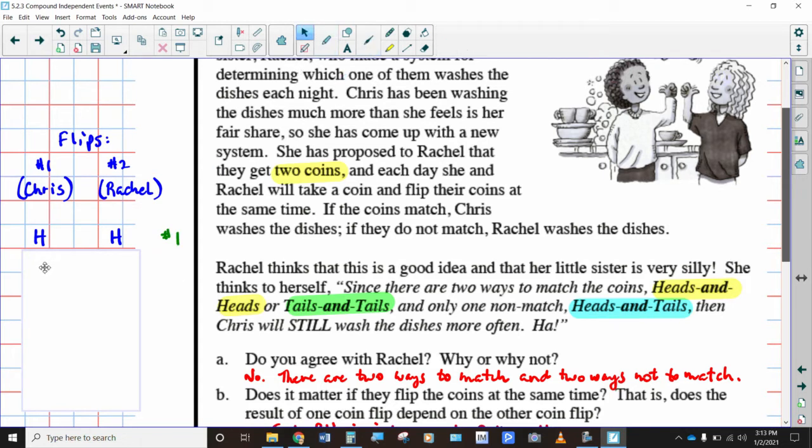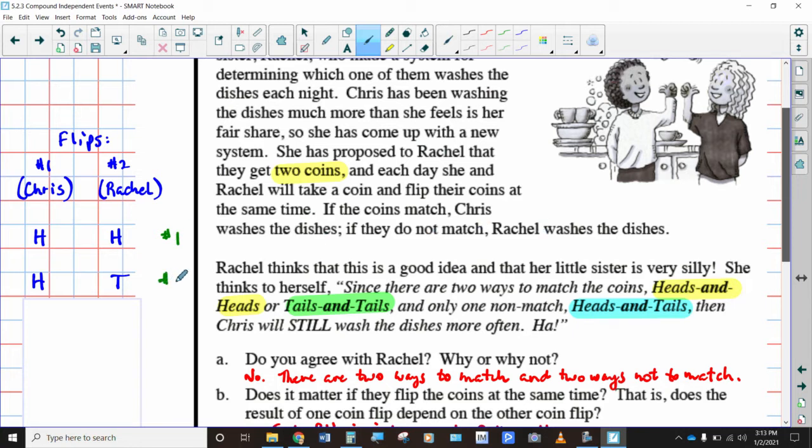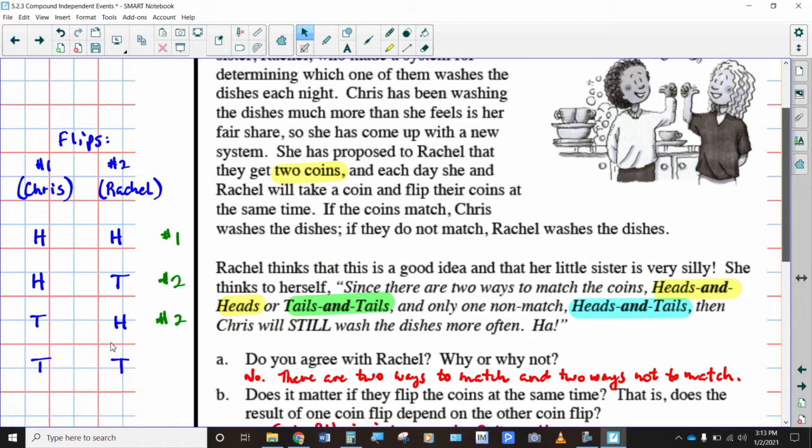Now let's say that Chris flipped heads again, but Rachel flipped the tail. Who wins in this situation? They don't match. So it means that Rachel, number two, would win that one. What if when Chris first flipped, it was a tail and Rachel got a heads? Well, that would mean Rachel would win again. And the last scenario involves both Chris and Rachel getting tails. And they match, which means that Chris would be the winner.